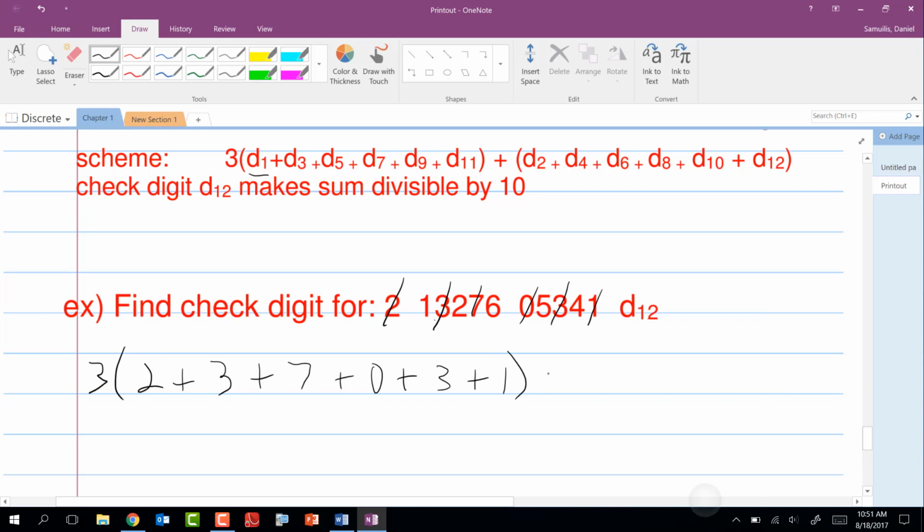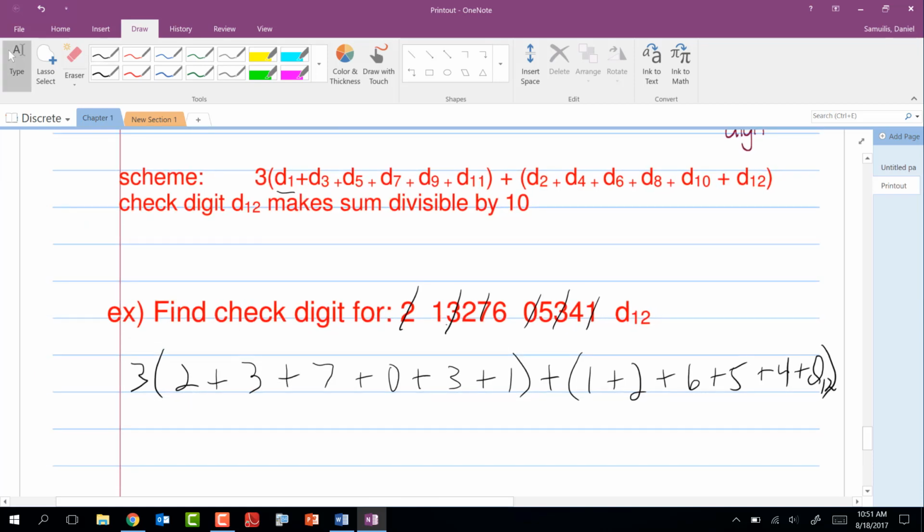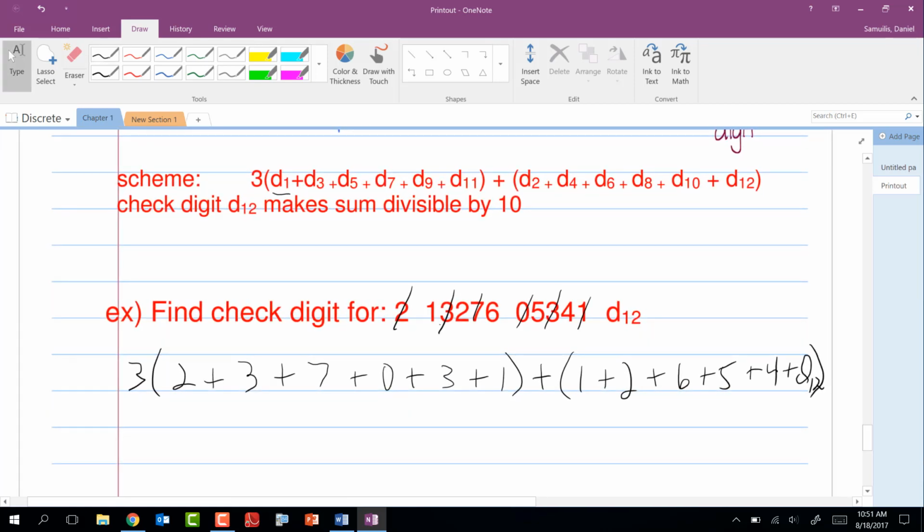I think I wrote too large here, so I might have to squeeze these in. Then the leftovers: that's D2, that's D4, that's D6, that's D8, that's D10, and I got to make D12 happen. I also got to fit it in here. I guess I could do this. No, I'm still at the edge.